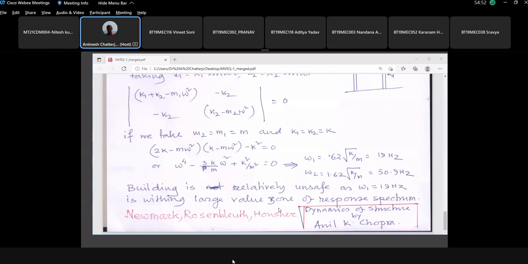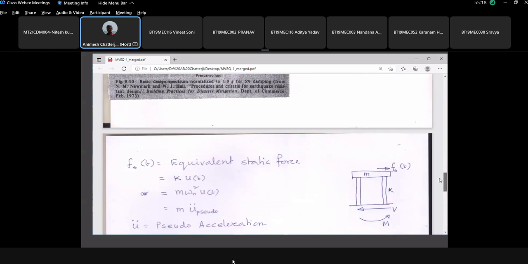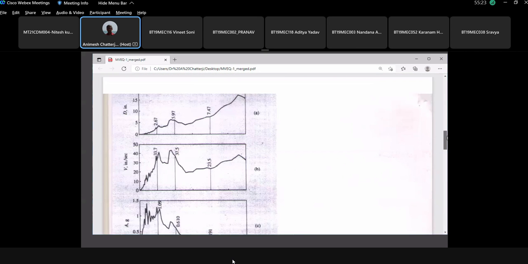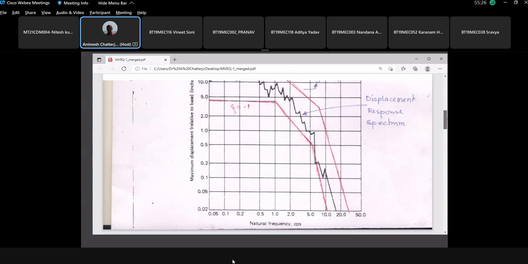He has written a textbook. This textbook is available in India. It is not expensive, it will cost 600-700 rupees. This is a beautiful textbook. There you will find a lot of discussion about earthquake. Now, I'm not going to discuss deeply about earthquake because then it will take one semester. I'm giving you an introduction. A few more things I have to discuss regarding earthquake. Design spectrum I have explained.